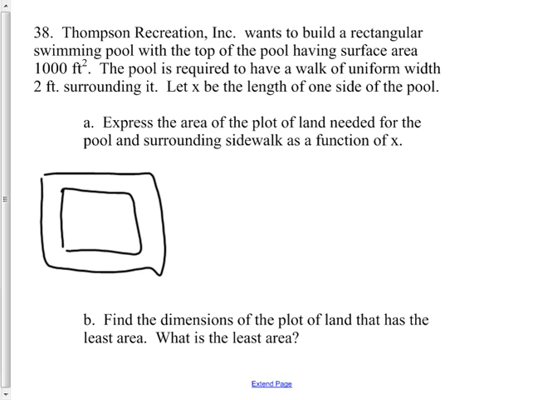There are rules on pools. They have to have certain things, like in Minnesota, they have to have a fence that's at least 6 feet high around the pool. That's to keep out neighbor kids and dogs and that kind of stuff.